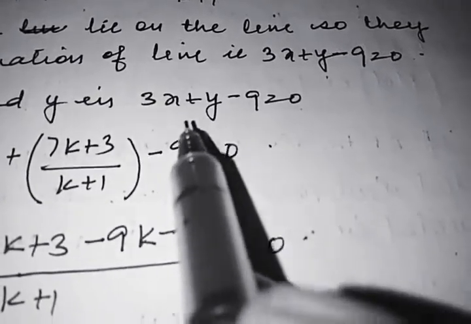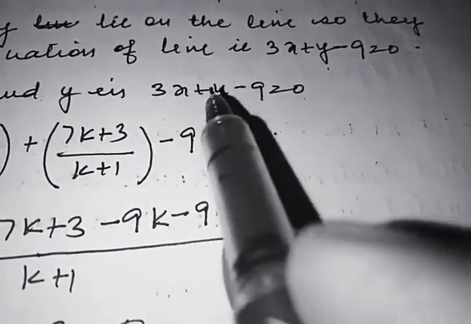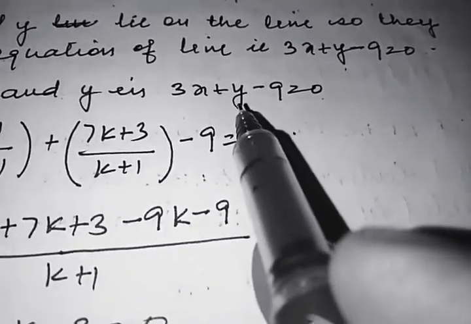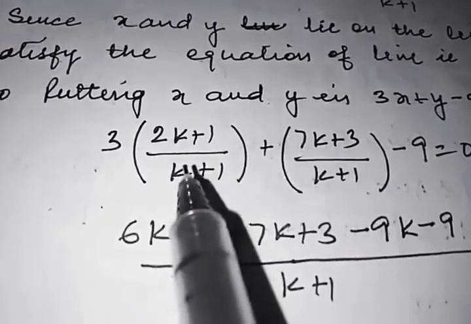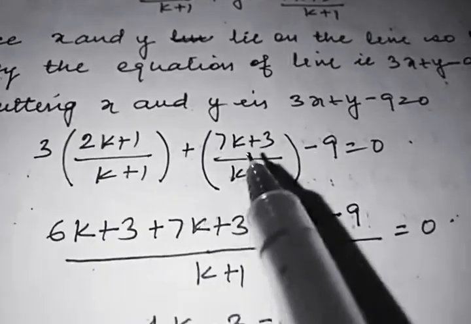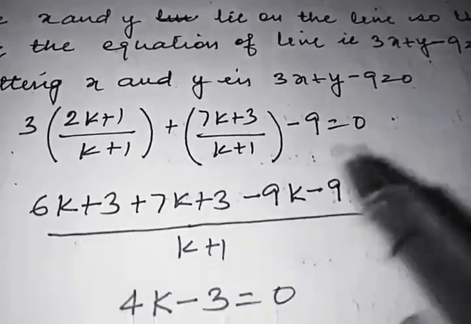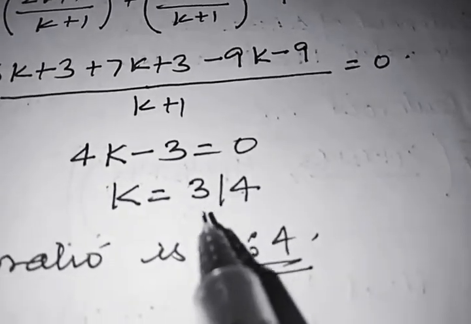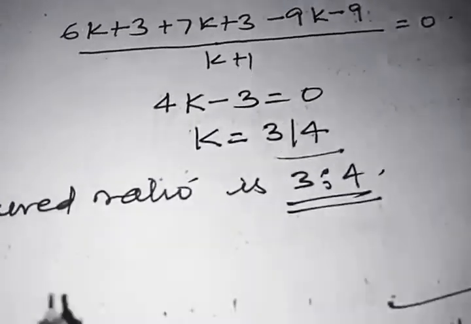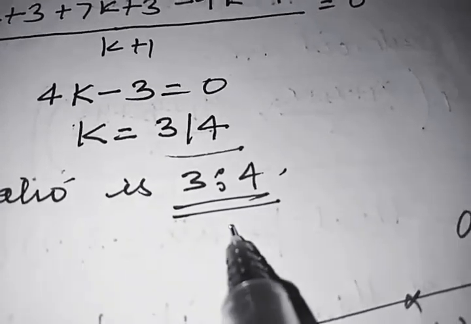See, the line was 3x plus y minus 9 equal to 0. So I will put the value of x and value of y here, and that will be equal to 0. So 3 times this value of x from above, plus this value of y, minus 9 is equal to 0. Solving this, we get k equal to 3 by 4. So the required ratio will be 3 is to 4.